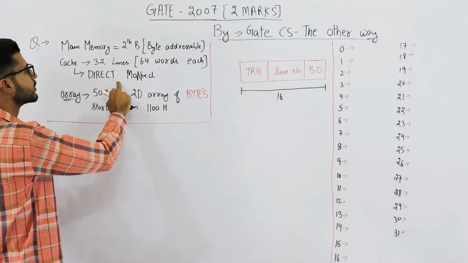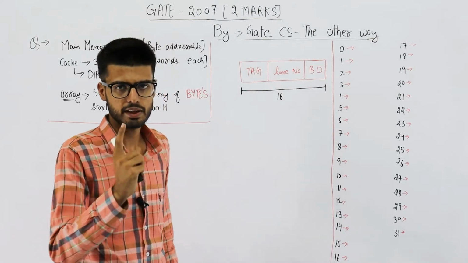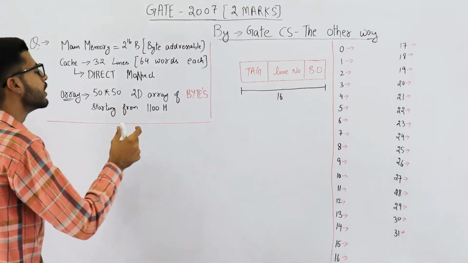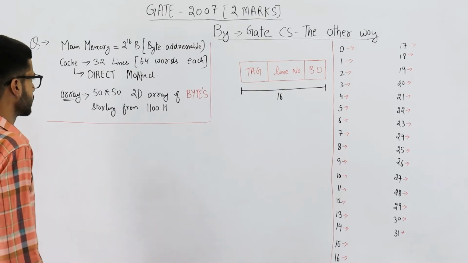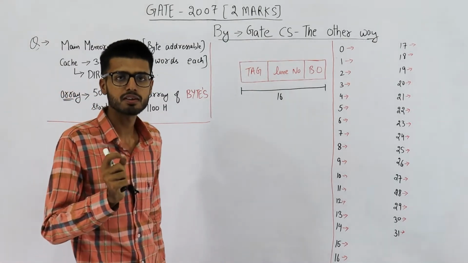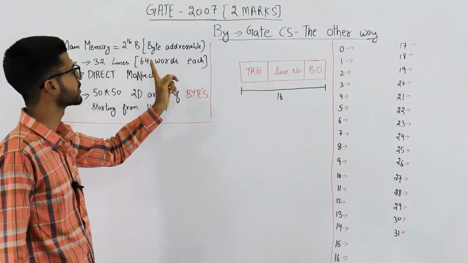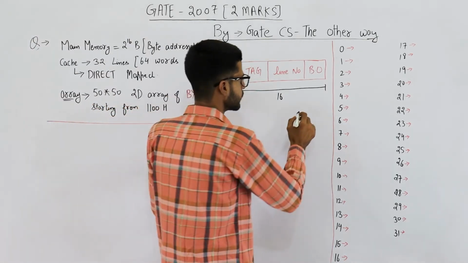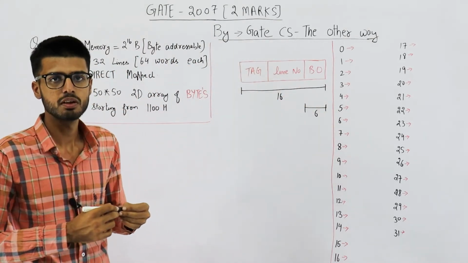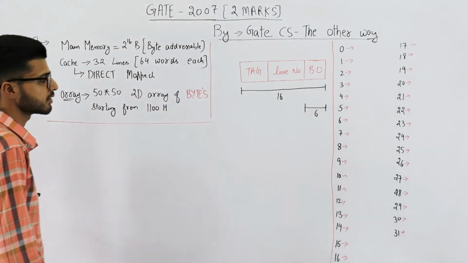Also, they have told we are using a direct mapped cache. That means physical address will be split into 3 parts: tag, line number and block offset. Let's find out how many bits will be the block offset. Cache has a total of 32 lines, 64 words each. That means block size is equal to line size is equal to 64 words. To identify one of 64 words, you need 6 bits. So this part is 6 bits. Block offset is used to identify one word from the entire block. Block is 64 words. To identify one of these 64, we need 6 bits.